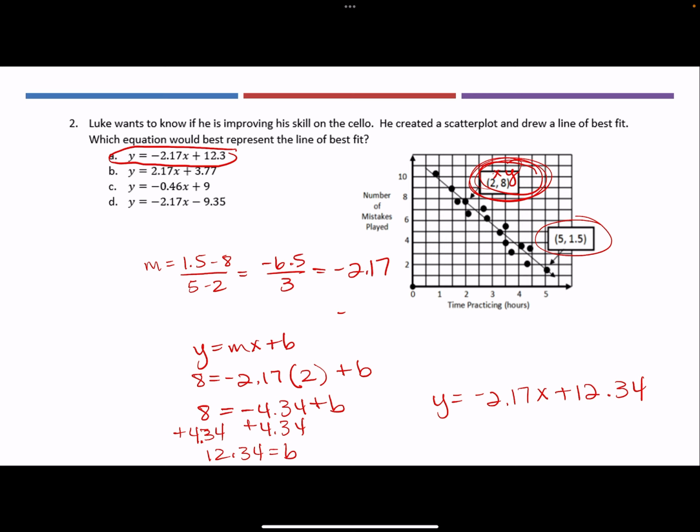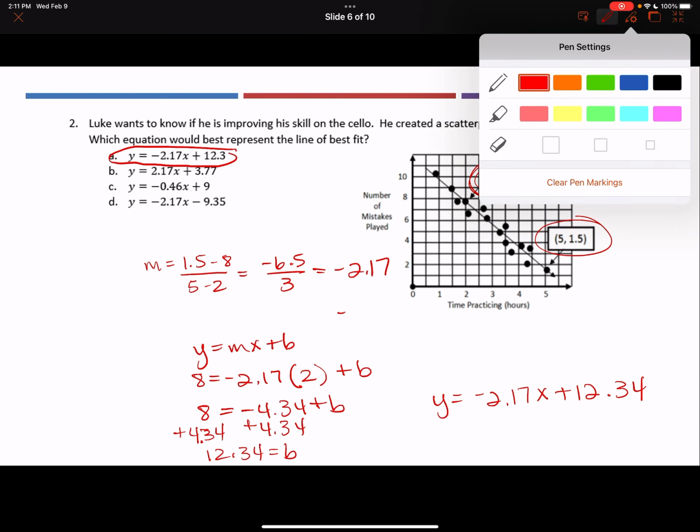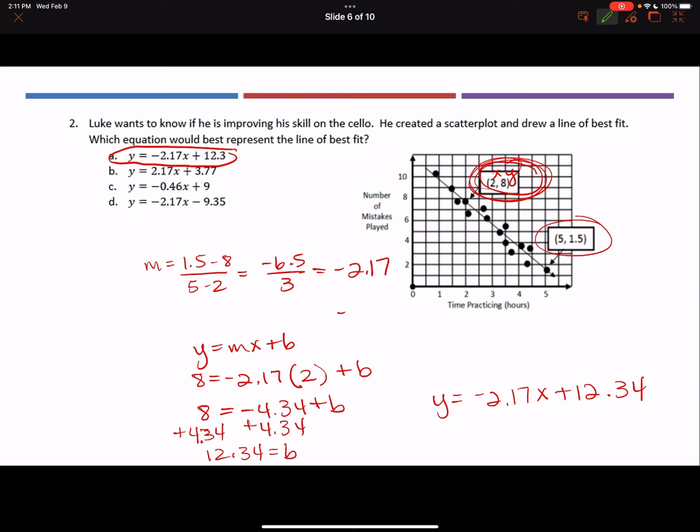All right. Before we move on, let me talk about some test taking strategies. I probably could have figured out this answer without actually doing all this work and writing the equation. A couple things I want you to notice. The slope. The slope here is negative, right? So right away I can cross off any slope that's not negative. So right away I can cross off b.